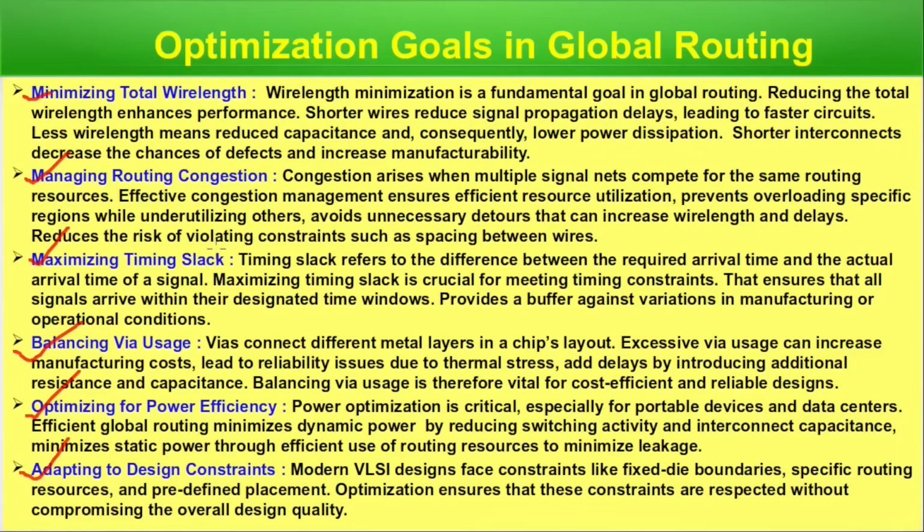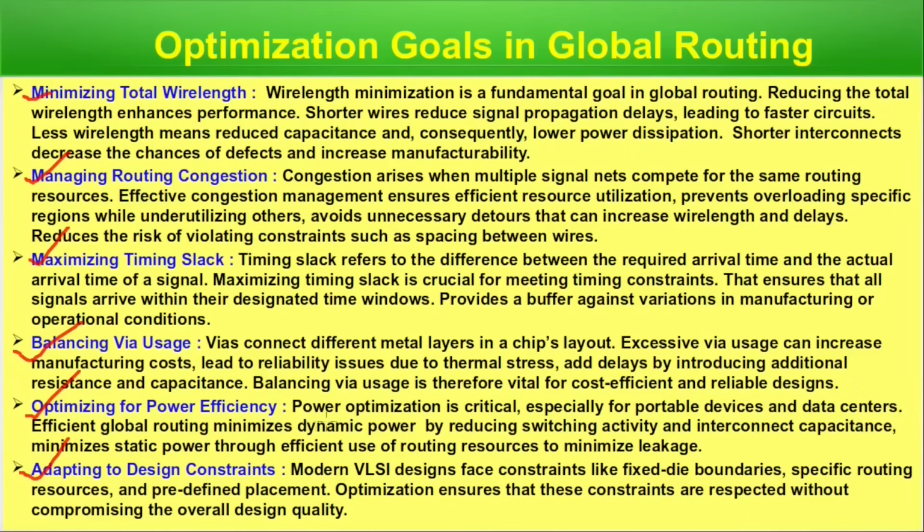So that ensures that all signals arrive within the designated time windows, and provides a buffer against variation in manufacturing or operational conditions. And balancing via usage. Vias connect different metal layers in a chip's layout. Excessive via usage can increase manufacturing costs, lead to reliability issues due to thermal stress, and cause delays by introducing additional resistance and capacitance. Balancing via usage is therefore vital for cost-efficient and reliable designs.